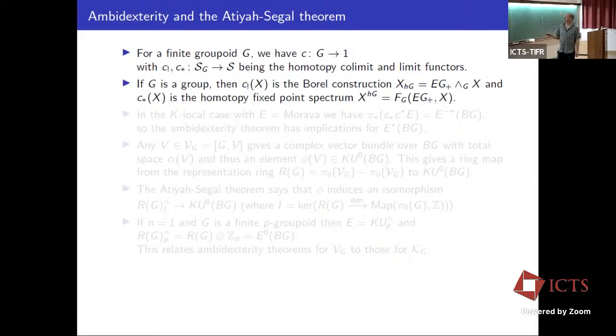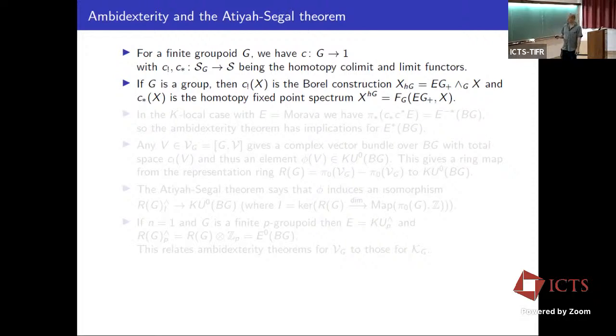On the other hand, the right adjoint, C lower star X, is a homotopy fixed point spectrum. So you take the same contractible free G space, EG plus, and you look at the space of G equivariant based maps from EG plus to X. That's your homotopy fixed point spectrum.